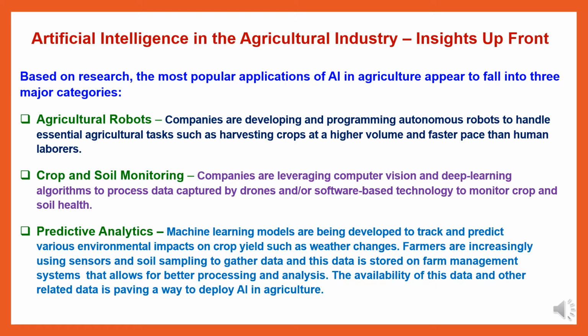And third is predictive analytics. Machine learning models are being developed to track and predict various environmental impacts on crop yield, such as weather changes. Farmers are increasingly using sensors and soil sampling to gather data, and this data is stored on farm management systems that allow for better processing and analysis. The availability of this data and other related data is paving the way to deploy artificial intelligence in agriculture.